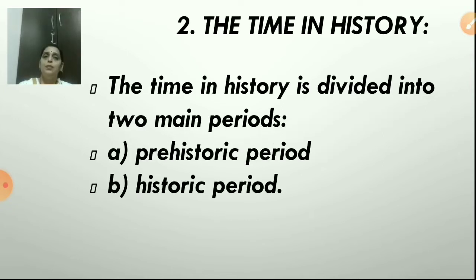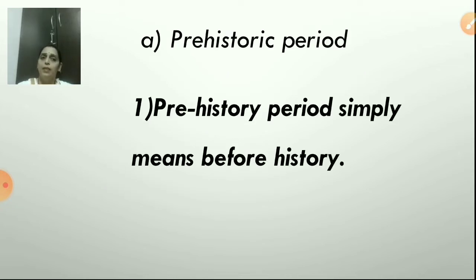Now the next point, the time in history. The time in history is divided into two main periods: A. Prehistoric period, B. Historic period. First, the prehistoric period. What is the prehistoric period? It simply means before history.